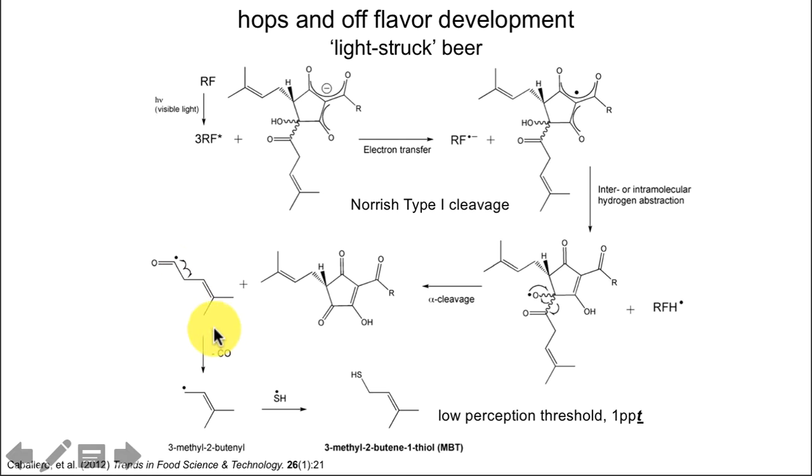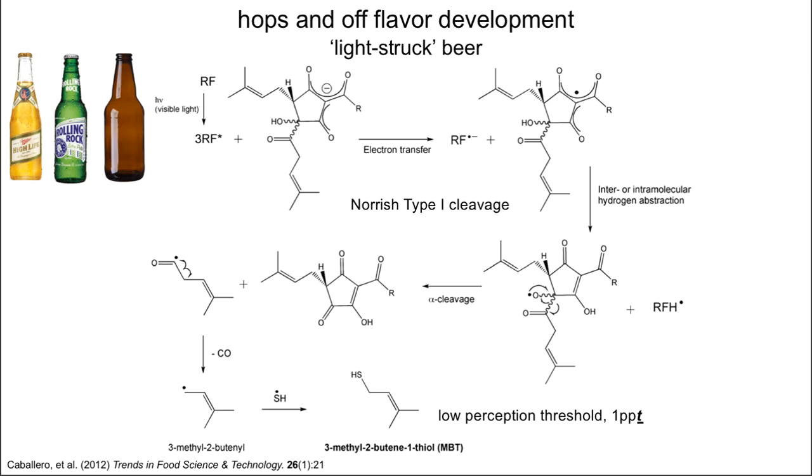Subsequent loss of carbon monoxide from the acyl radical and recombination of the resulting fragment with a thiol radical produces 3-methyl-2-butene-1-thiol, also known as skunky thiol, as well as dihydrohumulinic acid. Note the extremely low perception threshold in the parts per trillion of this molecule. Since riboflavin is activated by light in the first place, storage of beer in brown bottles is a highly effective means of preventing this particular off-flavor's development.